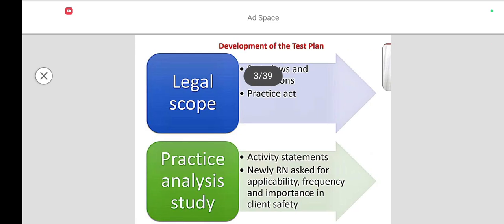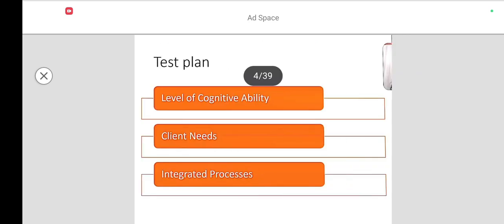NCLEX-RN and PN: development of the test plan includes legal scope, state law and regulations, and the Practice Act. Practice analysis study: activity statements are rated for applicability, frequency, and importance in client safety. That is the two parts of test plan development, legal scope and practice analysis study. Next, the test plan. There are three parts: level of cognitive ability, client needs, and integrated processes.